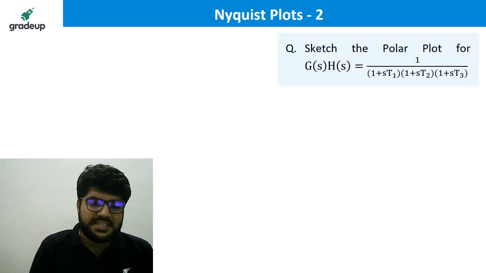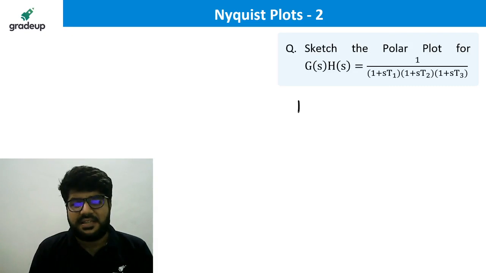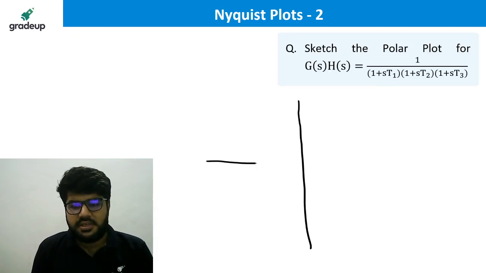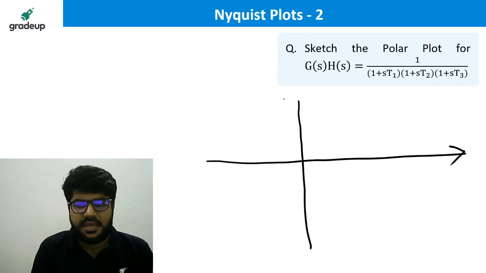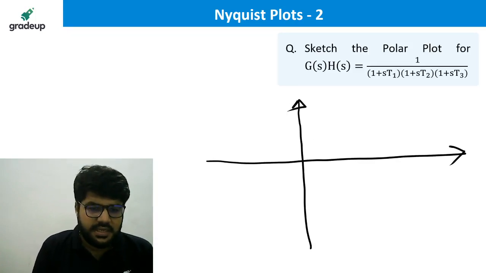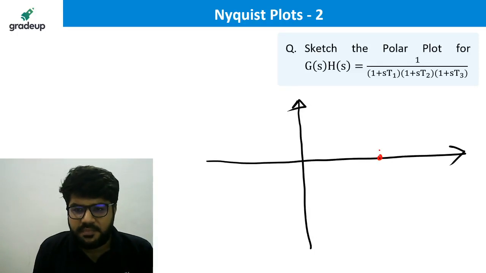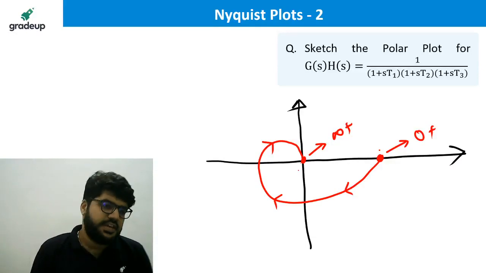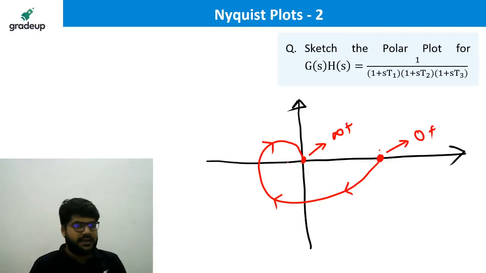One more: 1 upon (1 plus sT1)(1 plus sT2)(1 plus sT3). 0 plus will still be the same. Infinity plus will change and make one more 90-degree clockwise rotation. It's going to come here. This is infinity plus. Yes, guys, second, third, fourth quadrant. Correct.